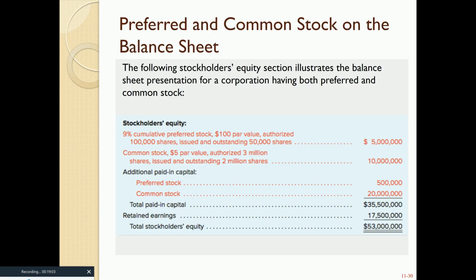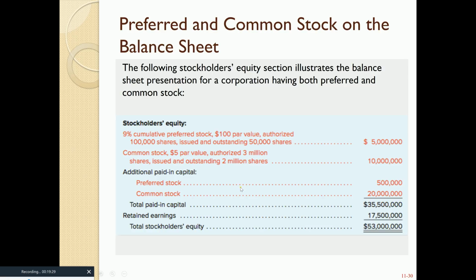The company doesn't actually have to pay out that dividend. We also need to disclose the par value, the number of shares authorized. In this case, 100,000 shares are authorized. The number of shares issued, which means the number of shares that we sold, and outstanding. Common stock, once again: par value, authorized, issued, and outstanding.